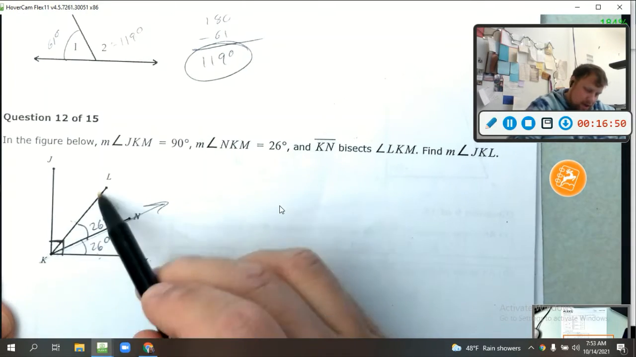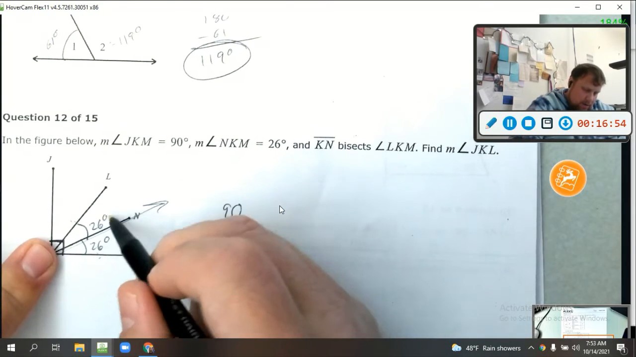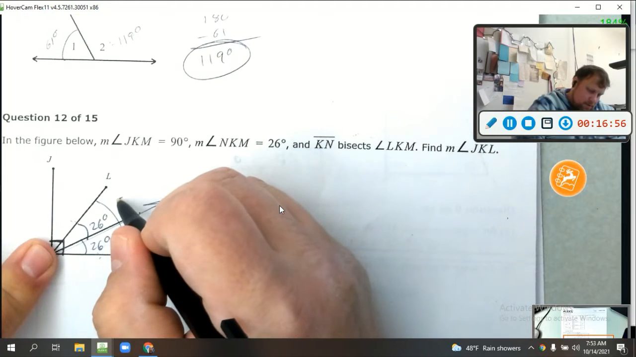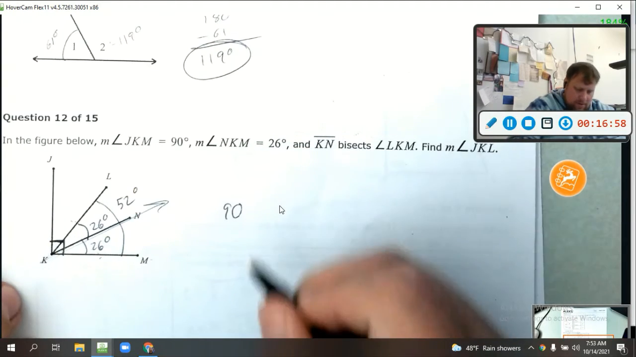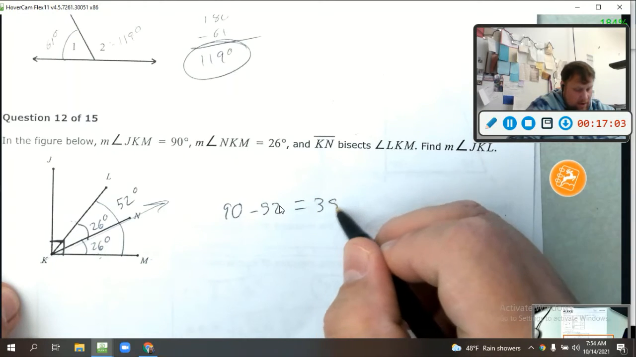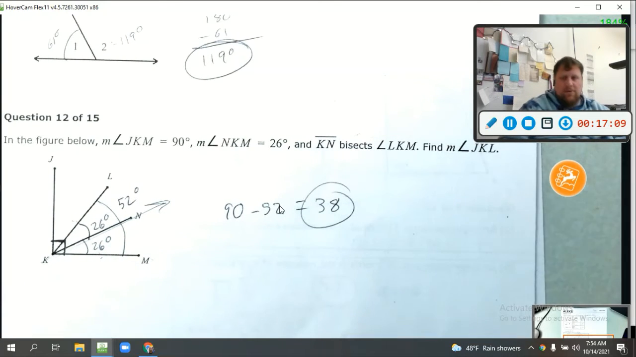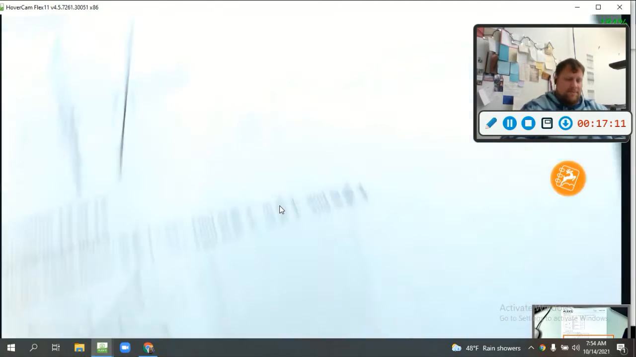Find JKL. Well, the whole thing is 90. And what do these add up to? These add up to 52 degrees total. So 90 minus 52 equals 38. Boom! Right there. We're crushing this angle stuff, man.